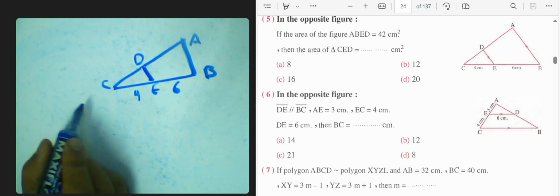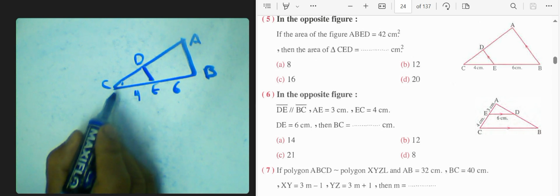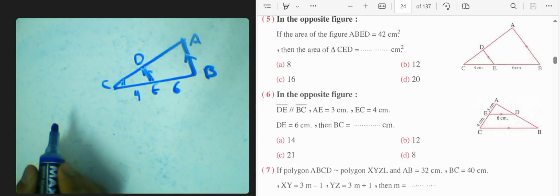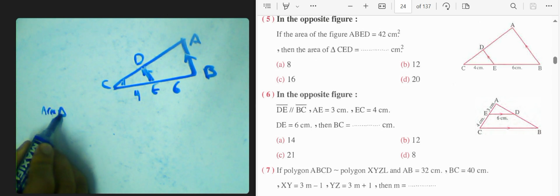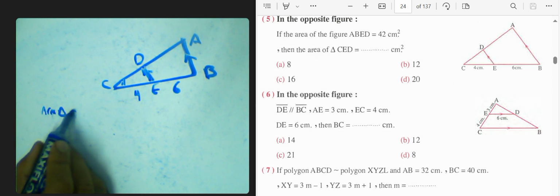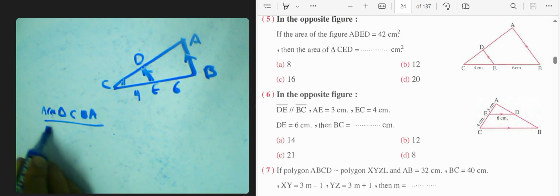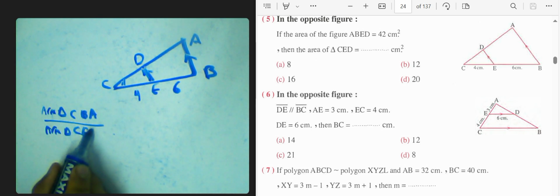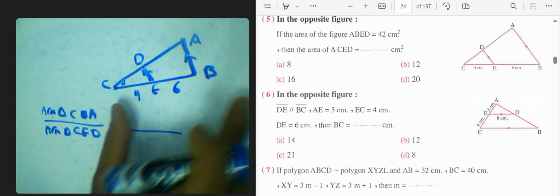أول شيء بنعمله هنا في الاكزامبل بنكتب الريشيو بين الترينجل الصغير والكبير. طبعا في سيميلاريتي بينهم. ليه؟ لان انا عندي هنا بارلل، تو سايد بارلل، يبقى انت عندك الترينجل الصغير سيميلر تو الترينجل الكبير. طب نعملها ازاي؟ نكتب هنا الاريا of triangle CBI and area of triangle CED. اوكي، نختار الترينجل الكبير والترينجل الصغير، ناخد سايد من الصغير مع سايد من الكبير.